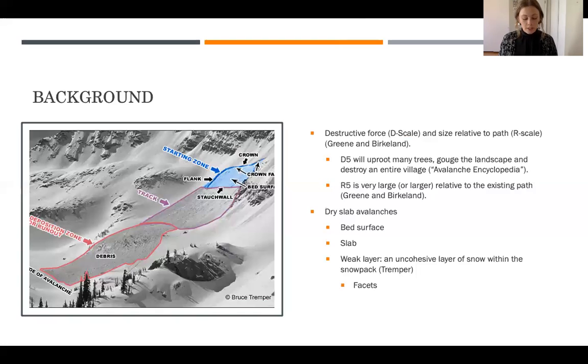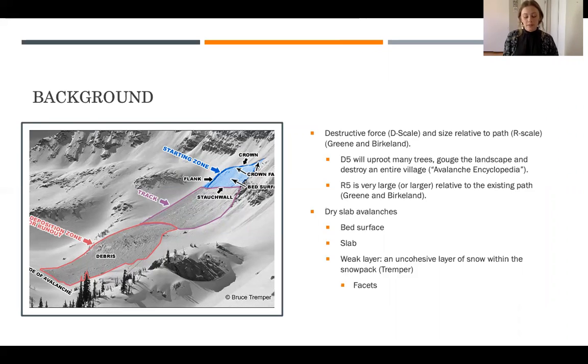The R scale measures the size of the avalanche relative to the existing path. An R1 avalanche is much smaller than the existing path, and an R5 avalanche runs much larger than the extent of the existing path. So there's also three main sections of an avalanche path. In this photo on the left, we have the starting zone in blue, the track which runs vertically downhill, and the deposition zone or the debris field in red. And avalanche paths are defined laterally by their flanks.